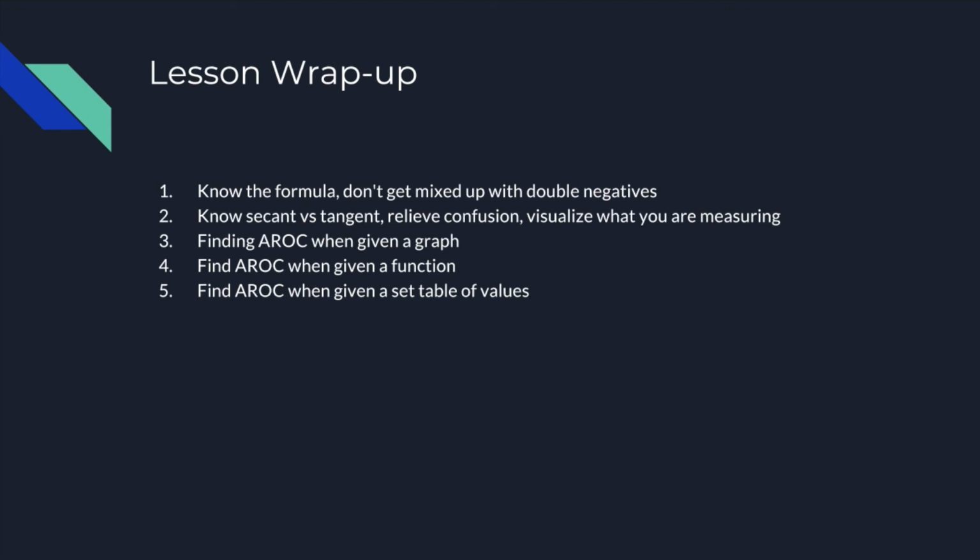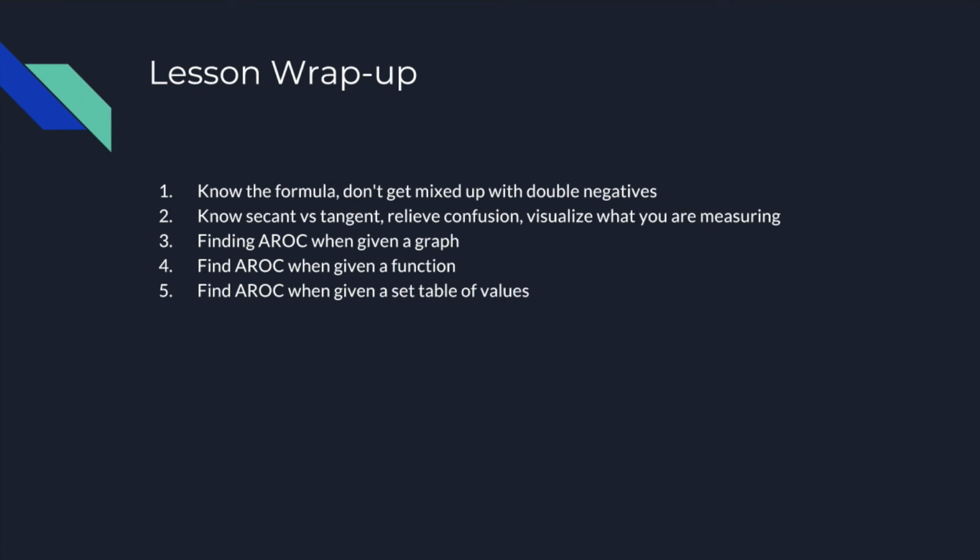You want to also know the secant versus tangent. It can be confusing sometimes, learning both at the same time. You have to remember it this way. The secant line is the average rate of change, and the tangent line is the instantaneous rate of change. The tangent line has 1 point, and the secant line has 2. You need to visualize what you're measuring as well. When you're looking at a graph, it's easy to visualize what you're measuring, and it's easy to check your answer when you have a graph.